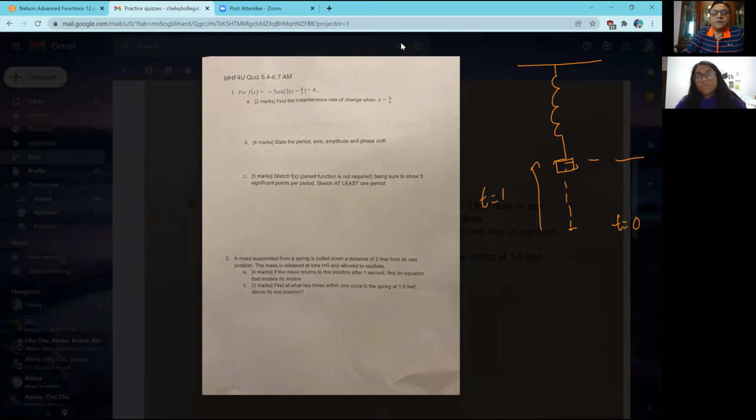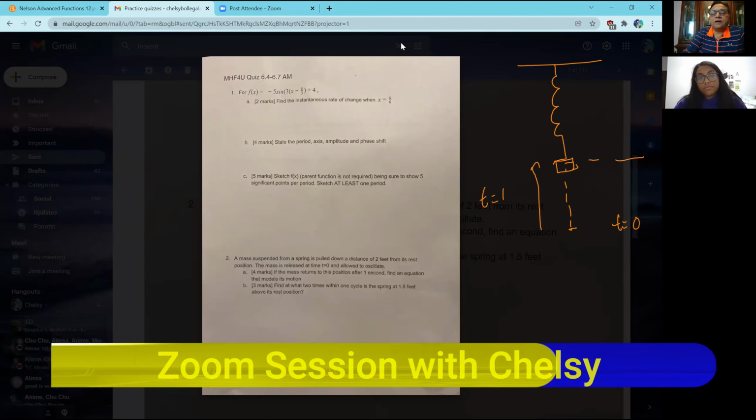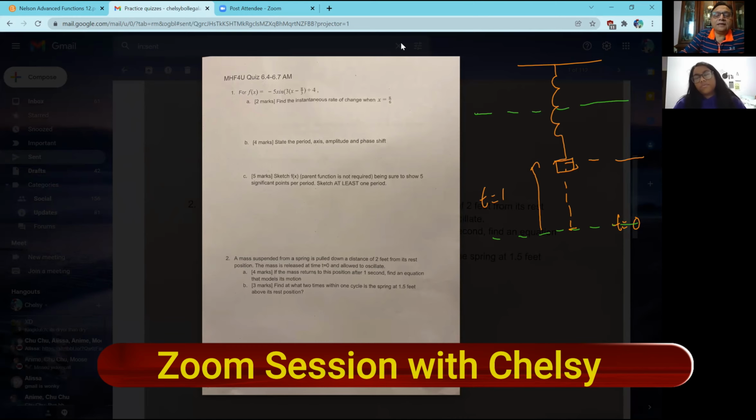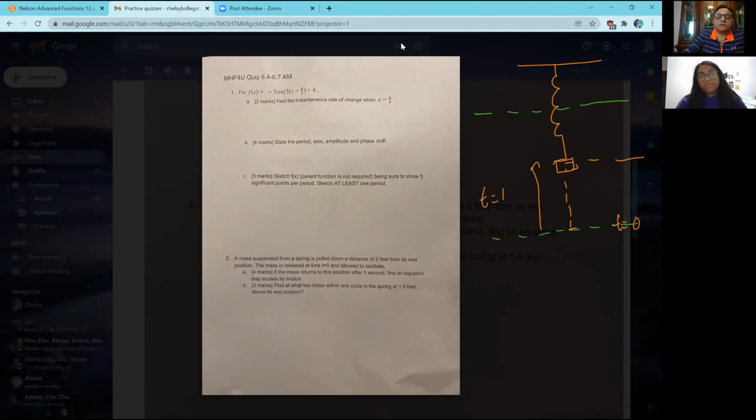And part B is find at what 2 times within 1 cycle is the spring at 1.5 feet above the rest position, right? So basically, in this particular situation, this is one end, and the other end, it'll go the same distance up because it has been pulled that much. So that much force, it will go up, correct? So 1 second it takes to go to the initial position. So if the mass returns to this position after 1 second, find the equation.